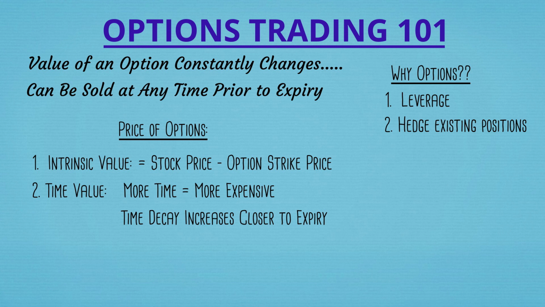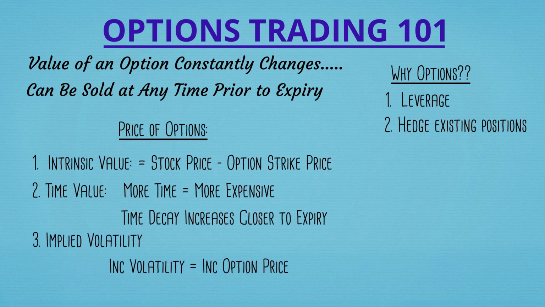And the third thing that goes into option pricing is the implied volatility. The higher the implied volatility of the stock, the more expensive the option. So that's something that you can look at when you're doing your technical analysis: look at what is the implied volatility of your stock. If the implied volatility is going up, that means option prices are going to continue to rise. Whereas if the implied volatility is dropping, like say after an earnings event, then the cost of your option is also going to drop.